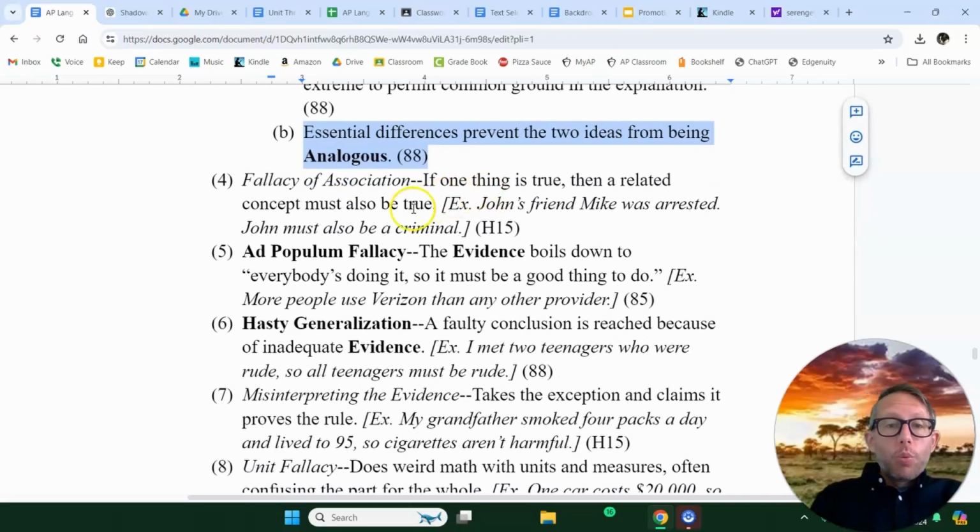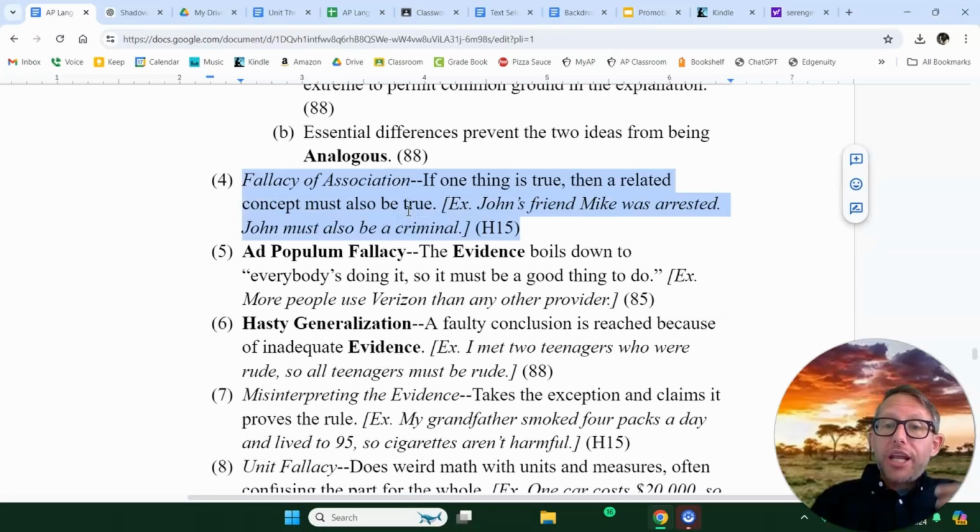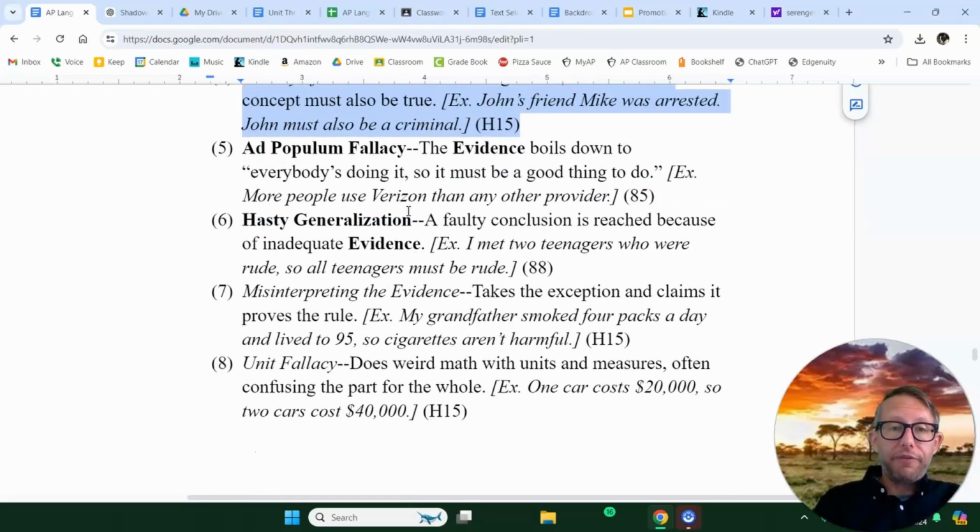Okay. We've got the fallacy of association. If one thing is true, then a related concept must also be true. So John's friend Mike was arrested, therefore John must also be a criminal. Well, no, that's not necessarily the case. Just because John has a friend who is a criminal doesn't mean that John himself also participates in criminal behavior. We very often make that sort of assumption about people or things or ideas, and it doesn't necessarily hold true. There's faulty logic embedded in that, so you want to be careful of that.